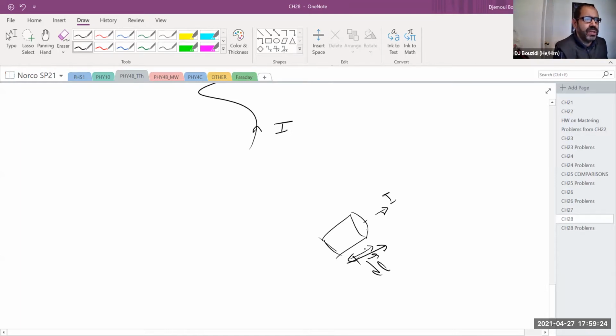And let's say, for the sake of argument, I want to find the magnetic field produced at this point by this element. So this is the distance r. The unit vector I'm going to choose in here is r hat, from where the wire is to where the point I want to find the magnetic field is.